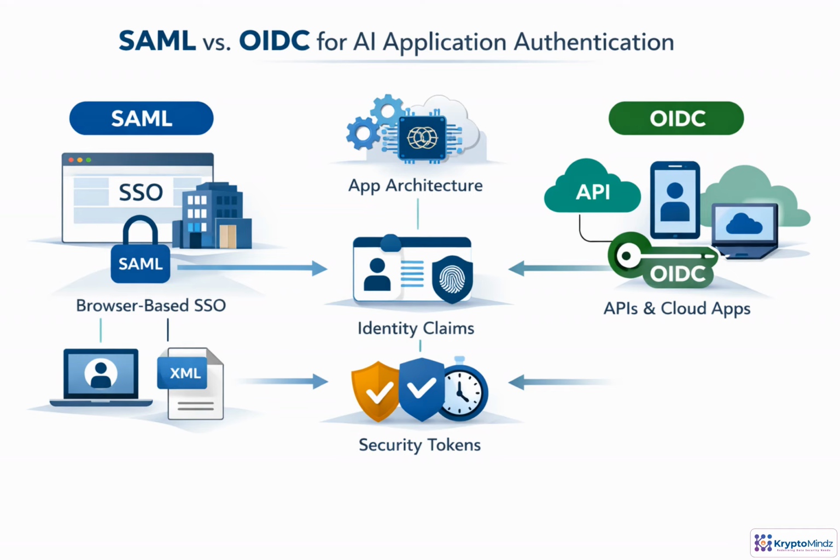Think of SAML as the enterprise SSO workhorse, mature, browser-focused, and common across SaaS. OIDC is usually the better fit for modern AI apps that call APIs, support mobile clients, or run cloud-native services. Either way, avoid oversharing identity data. Include only the claims you need, and validate the issuer, audience, signature, and expiration. The protocol choice matters, but secure token handling matters just as much.